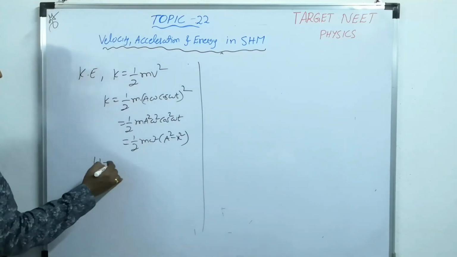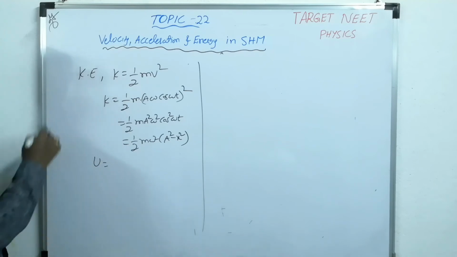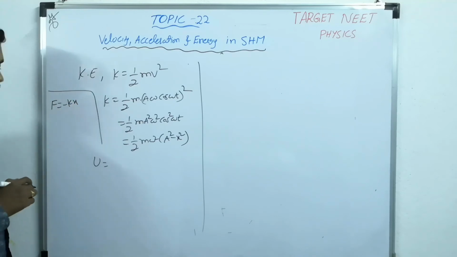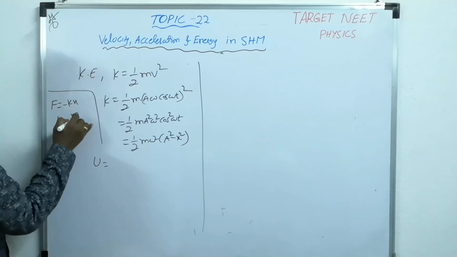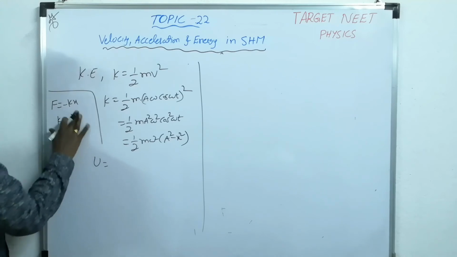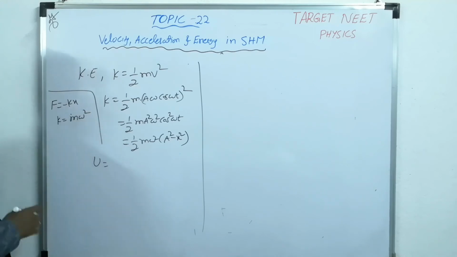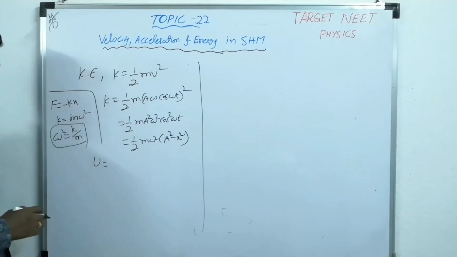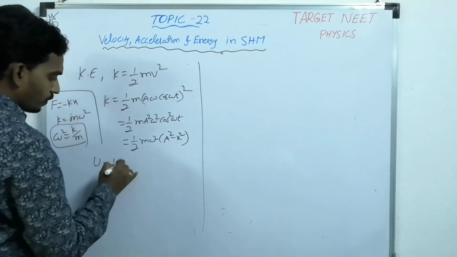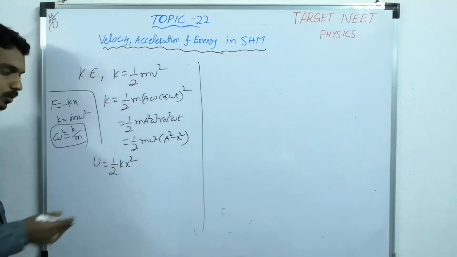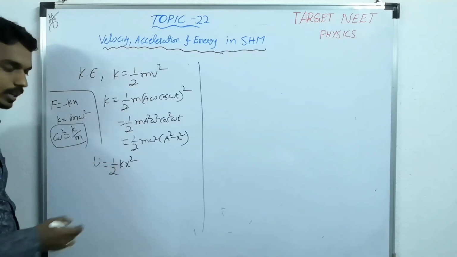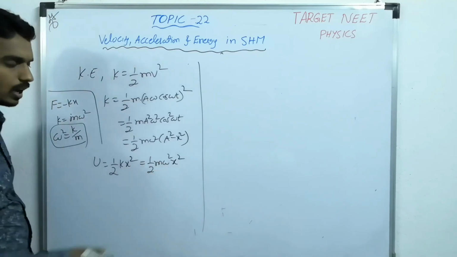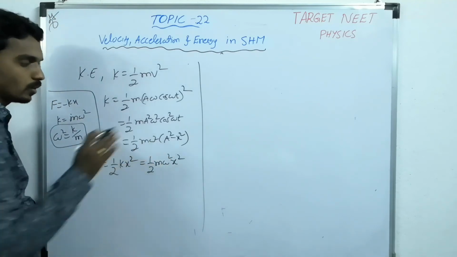Similarly, what is the potential energy? As we know, the restoring force is minus kx, where k is a constant. So k equal to m omega square, where omega square is k by m. So here the potential energy due to the restoring force is half k x square, or else half m omega square x square, or you can substitute x as a sin omega t.